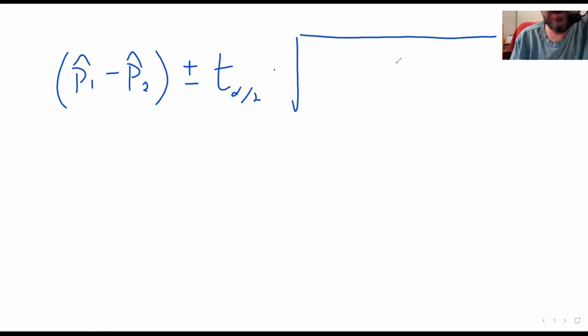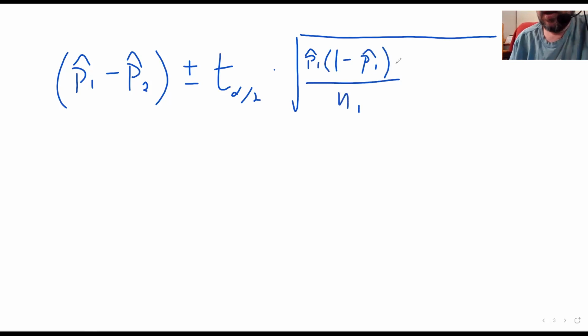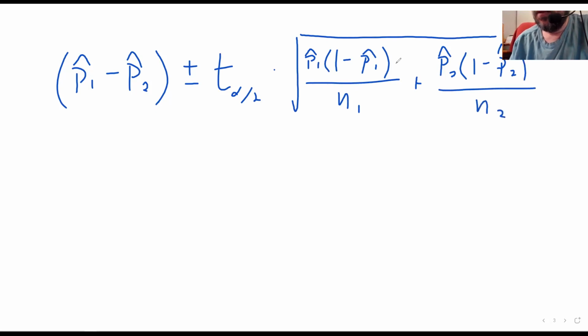So that's going to be P1 hat times 1 minus P1 hat over N1 plus P2 hat times 1 minus P2 hat over N2. And that's what we're going to do, right? So this is very similar to what we did before. I don't think I have too much more I want to say. Let's just make some confidence intervals.